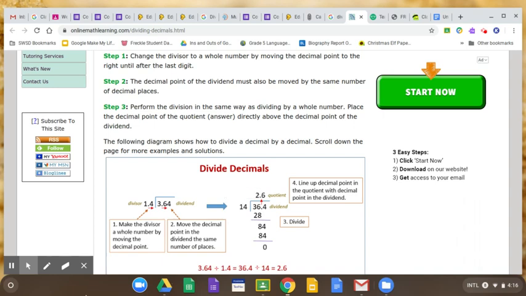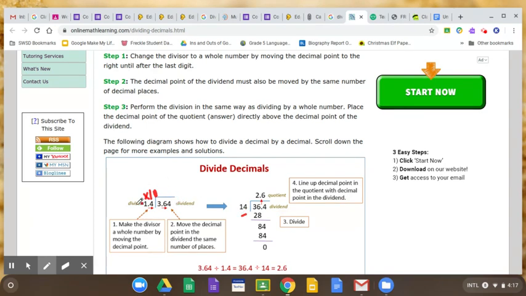So the biggest thing with dividing decimals is if you have a decimal in the divisor, so here there's decimals in the divisor, you can't do the division. So the first thing you have to do is change the divisor. It says up here, change your divisor to a whole number by moving the decimal point to the right until after the last digit. So really what they're doing here is timesing 1 and 4/10 by 10 to change the place value so that it becomes a 14. So they did that over here. They changed that to 14.